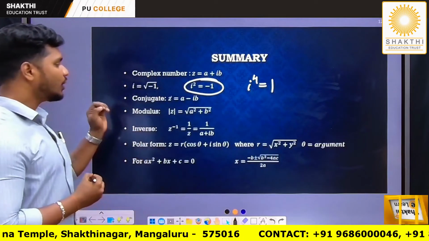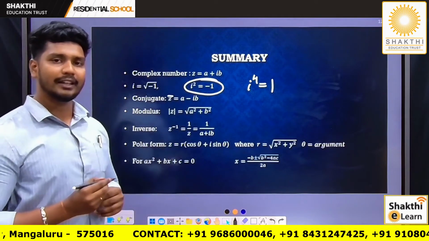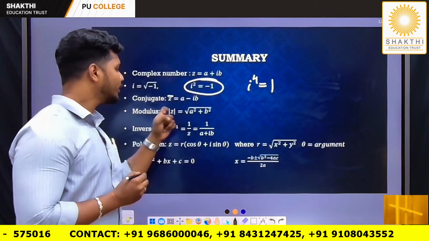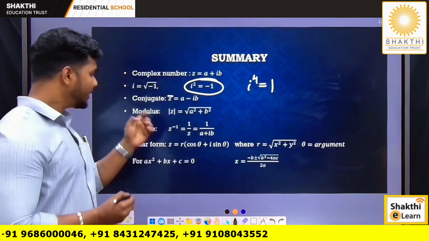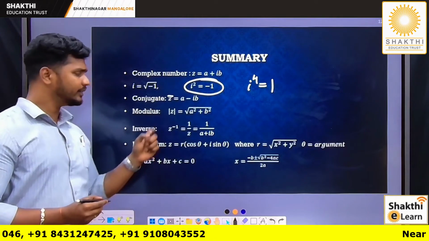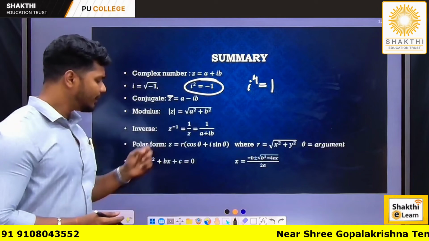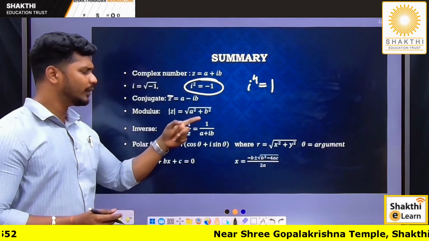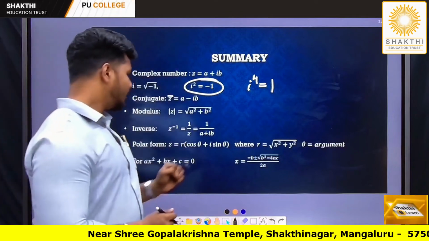Next, the conjugate of the complex number, z bar, is given by a minus ib. For a plus ib, you'll have the conjugate z bar equal to a minus ib. Then the modulus is given by mod z is equal to root of a square plus b square. Inverse is given by z inverse is equal to 1 by z, that is 1 divided by a plus ib. First part. Next, I told you about the polar form.